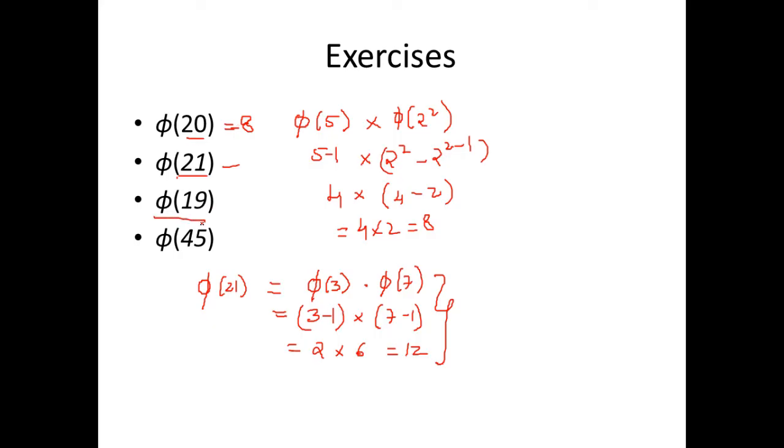Let's take the third problem. Phi of 19. Is 19 a prime number? Yes. So you can very well say the answer is 19 minus 1, that is 18. Let's take phi of 45. Can you find the result for phi of 45?